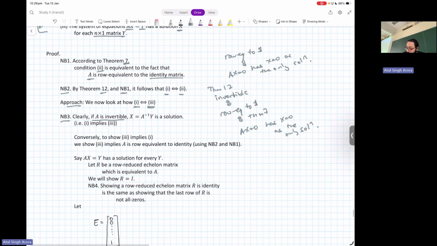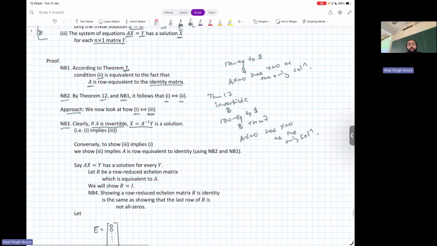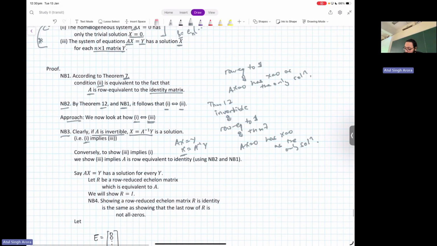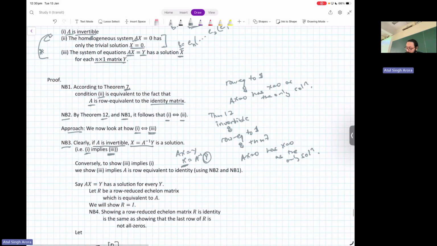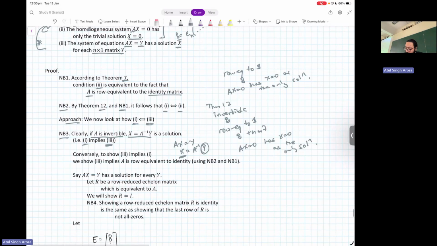If A is invertible, then x equals A inverse y is the solution. So that is obviously fine. If you have an invertible matrix and you have Ax equals y, you can just write x equals A inverse y, and that would immediately give you a solution for x. So this is okay. That basically means that 1 implies 3. Right, so what is 3? 3 is saying that regardless of what y I have, I can find an x that satisfies the requirement. Okay, so we've done it explicitly. We've just immediately given you the x that solves the equation.